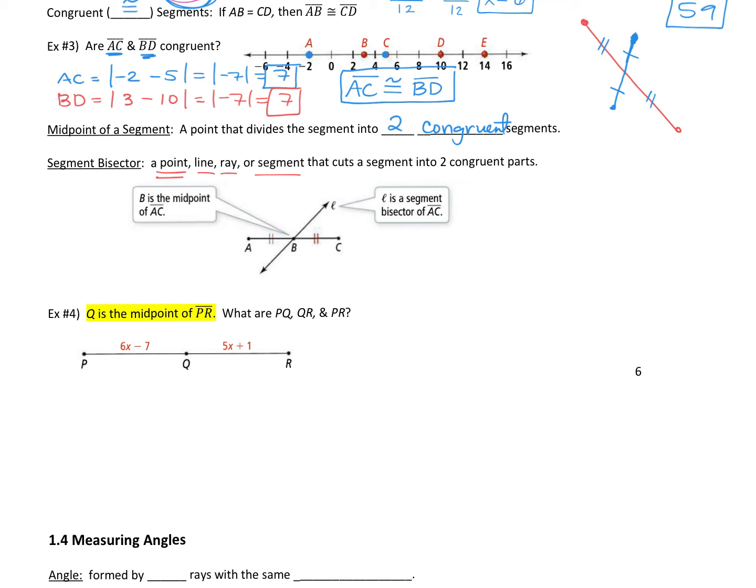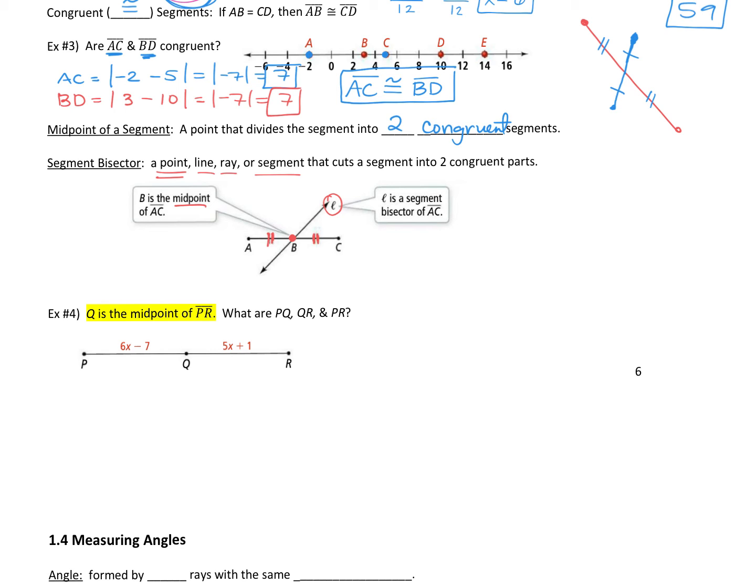So a segment bisector and a midpoint really are the same thing, but a segment bisector can also be a line, ray, or segment. Okay? So if you look at this picture, we would say these two pieces are congruent, meaning B is the midpoint. It cut it into two equal parts, so B is in the middle. Okay, so B is a midpoint, but we could also say B is the segment bisector, or we can say line L is the segment bisector of segment AC. Okay, so that's just some terms that you should be familiar with.